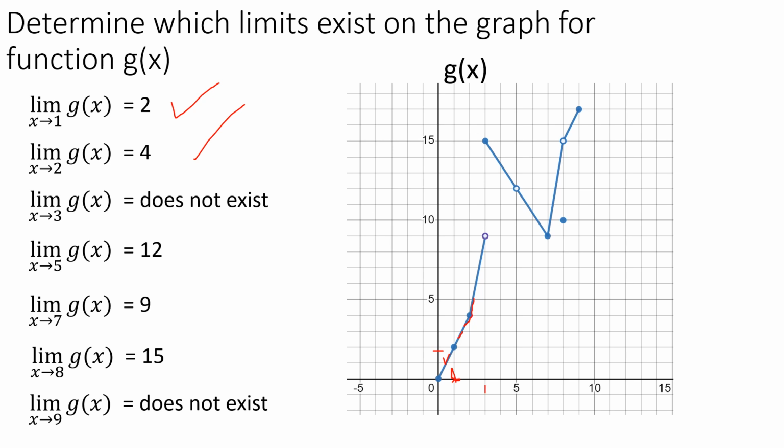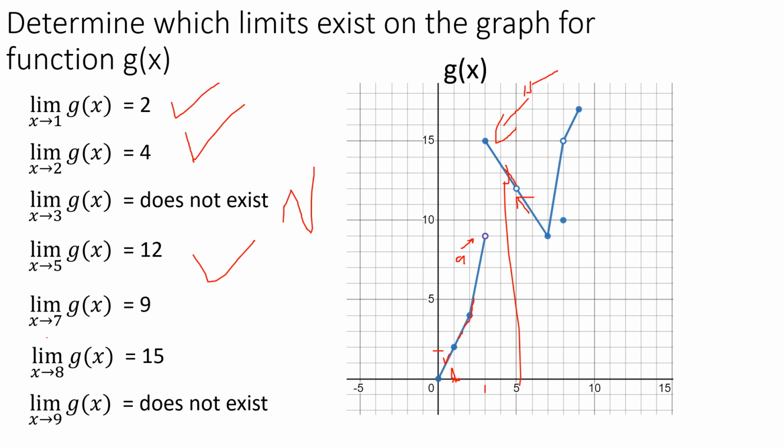X at 3. Here's 3 right here. Nope. As x approaches 3 from the left, this is 9. And as x approaches 3 from the right, this is 15. So that is not a limit. A check mark there and put no. As x approaches 5, I got a hole right here, but we're still approaching 12 from both sides. It may not be able to equal 12, but it's approaching 12. So this is a limit.